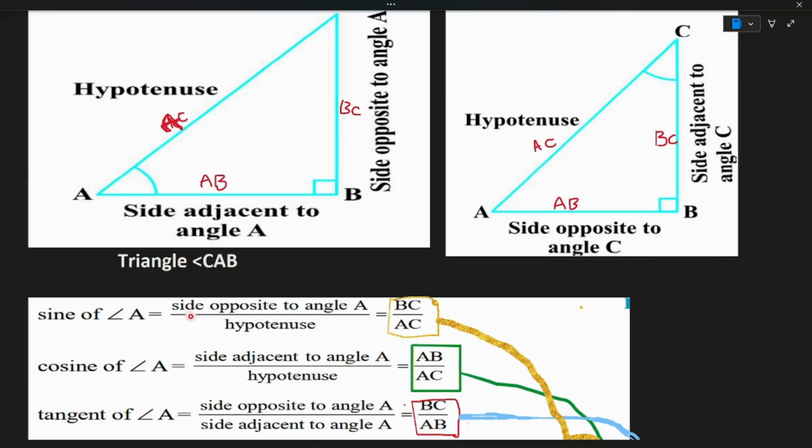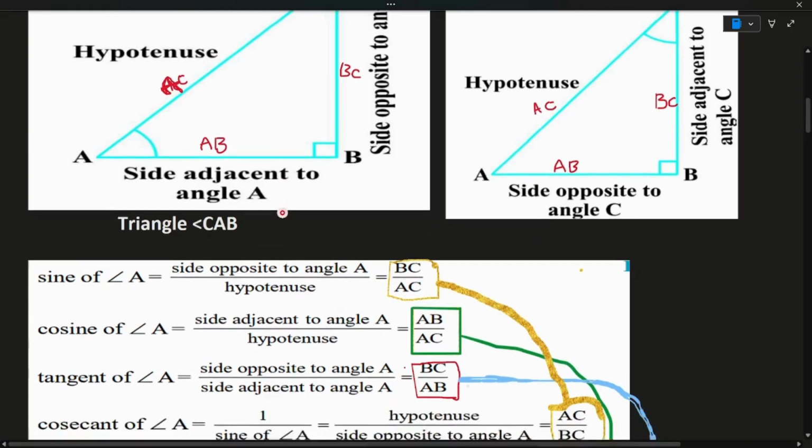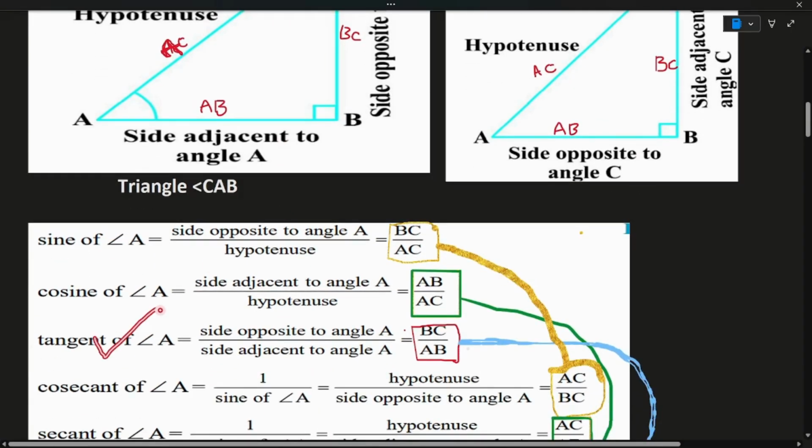We know that from the given figure, the opposite side is BC, the adjacent side is AB, and the hypotenuse is AC. So sine of A will become BC by AC. Why? Because the opposite side is BC and the hypotenuse is AC. In the same manner, cosine of A equals adjacent side by hypotenuse, so it is AB by AC. For tangent of A, this is the ratio of opposite side and adjacent side, so it will become BC by AB.